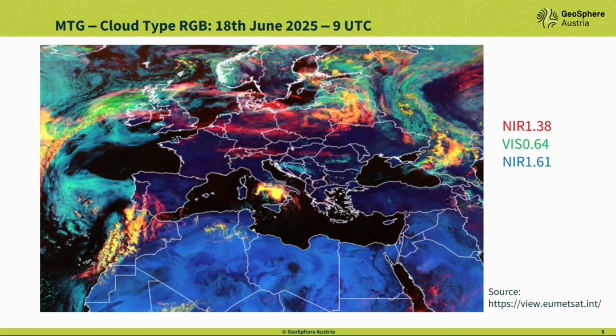Yeah, what more can we see? We can see low clouds in these cyan or bluish colors. Thick clouds appear greenish. Yeah, I think it's also really nice to look at, I have to confess. But for thin cirrus, it's really good to use during daytime hours.